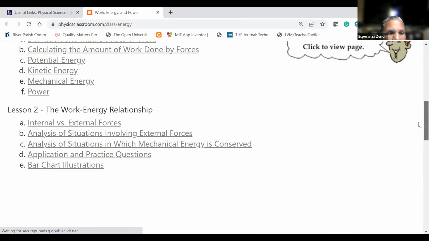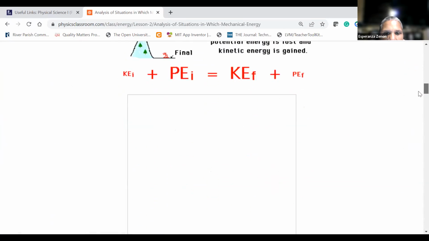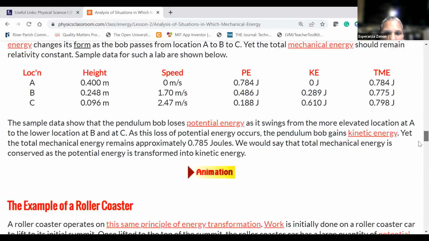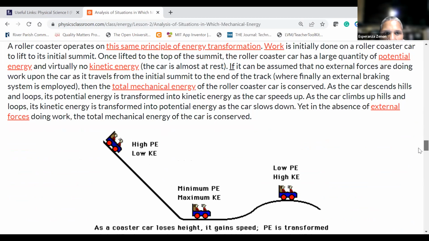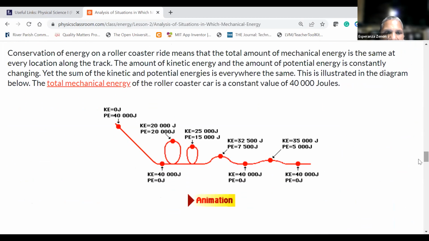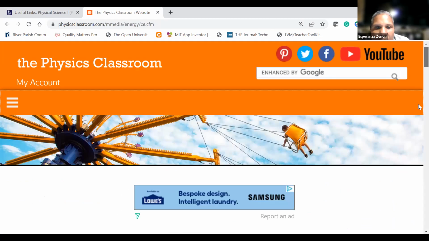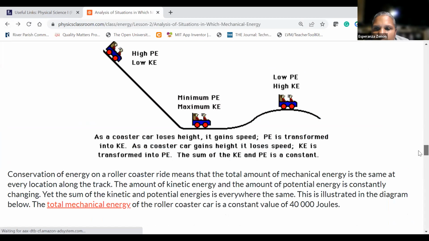The nice thing is that there are some practice problems that you can try. And then I like it because there's a visual of the idea of mechanical energy being conserved, and a roller coaster. That's a simple roller coaster where you have mechanical energy being conserved. But here's a nice one here. I can't do the animation, at least I don't think I can. Yeah, I can't do the animation on this one. So we'll just stick to the visual here.